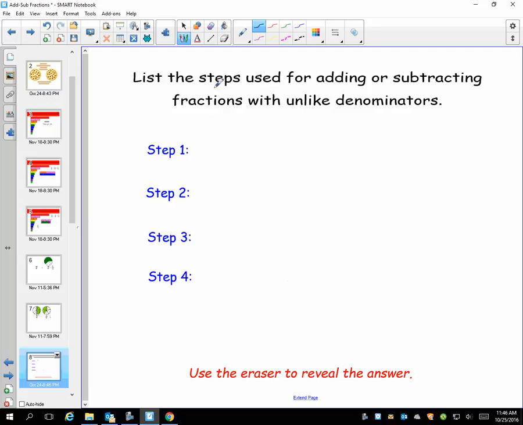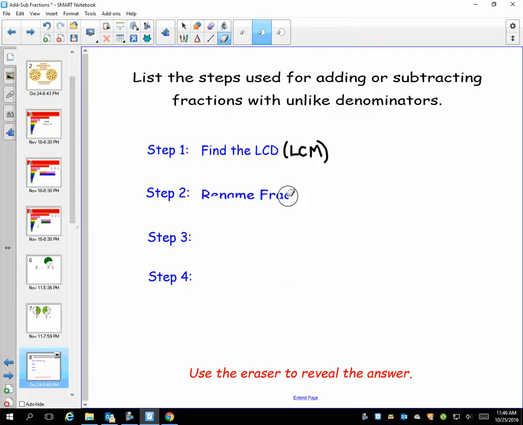All right, I want you to copy these steps down in your journal because you're going to need them for your assignment later. I'm going to erase them one at a time. Step 1, find the LCD. Pause the video so that you can write it down. LCD is the same as your least common multiple.